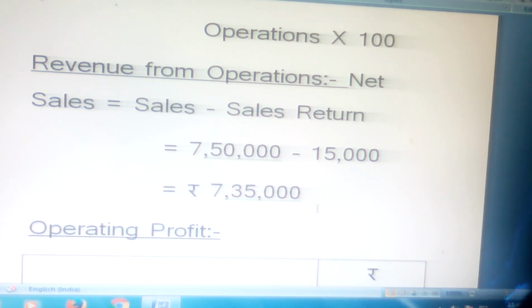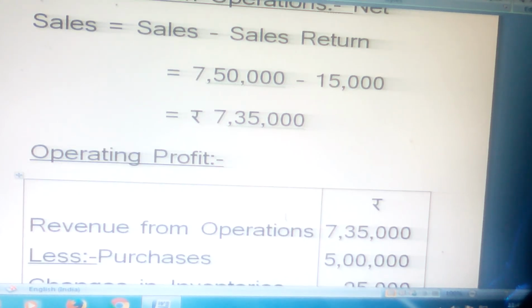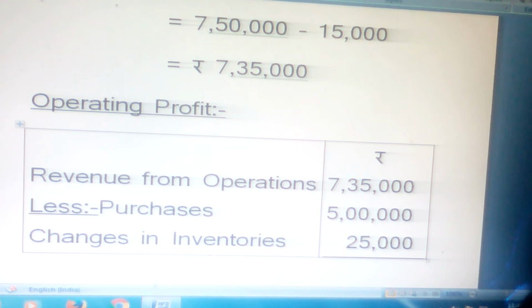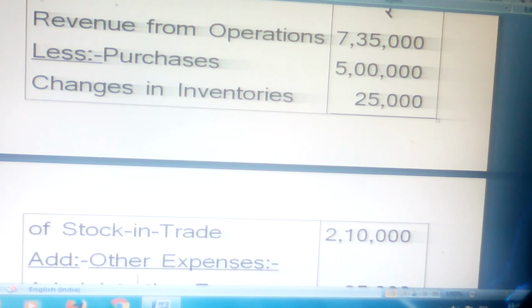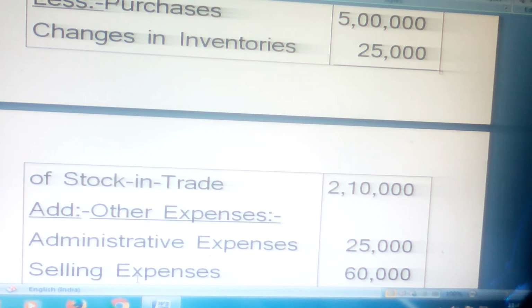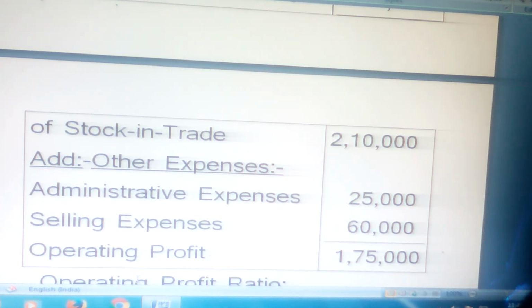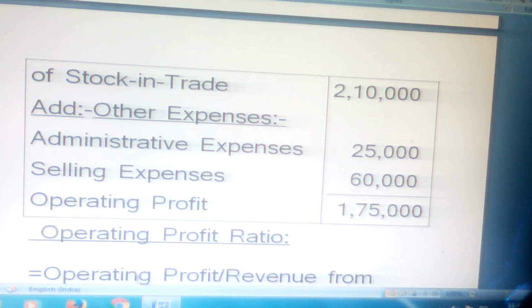Now moving for our operating profit. How to calculate operating profit? As you know, revenue from operations 7,35,000, then less purchases 5 lakhs, then changes in inventories 25,000. So we get it 2,10,000. Then we want to add both administrative and selling expenses, 25,000, 60,000, 1,75,000 we want to add. You get operating profit. Add all three together, you get operating profit.